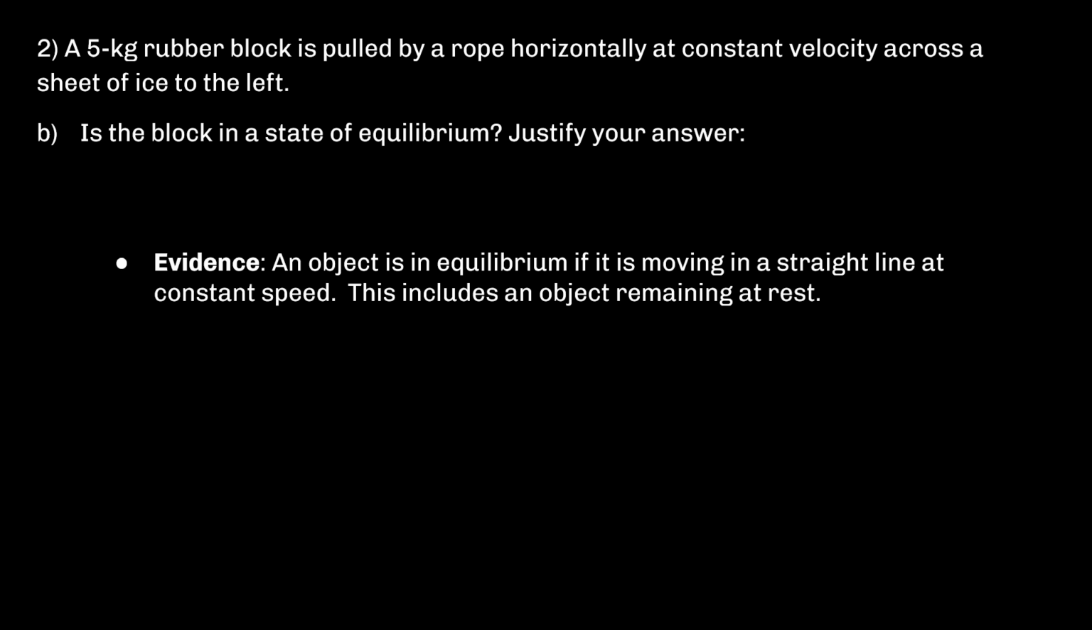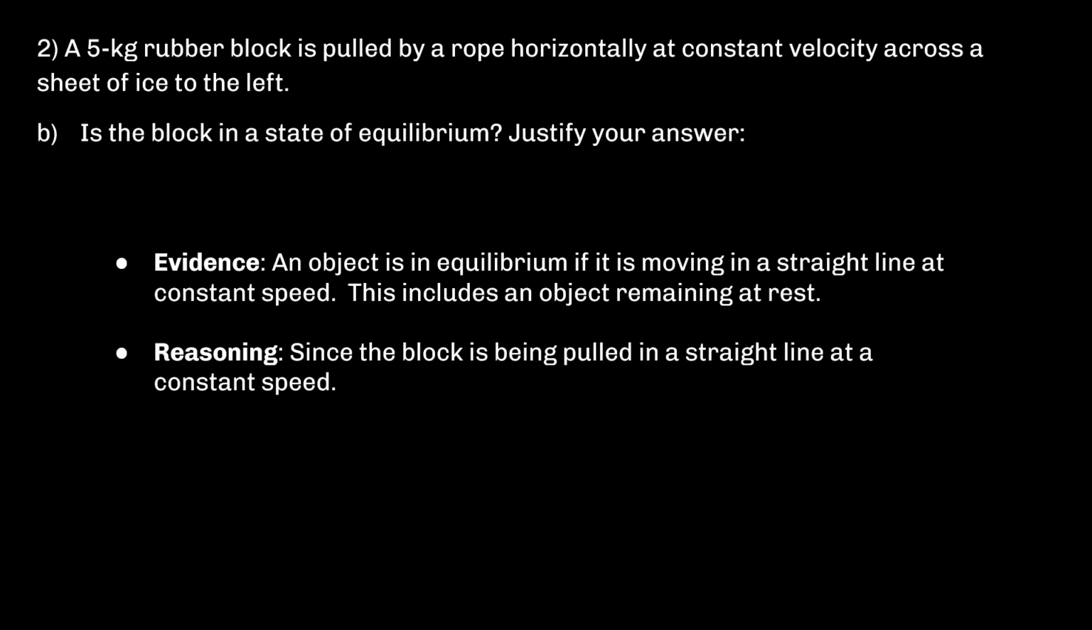So what is happening here? The rope is pulling us at a constant velocity across the sheet of ice. That means the block is being pulled in a straight line at constant speed. That's our reasoning. We can then make our claim based on these two things, that our block is going to be in a state of equilibrium.